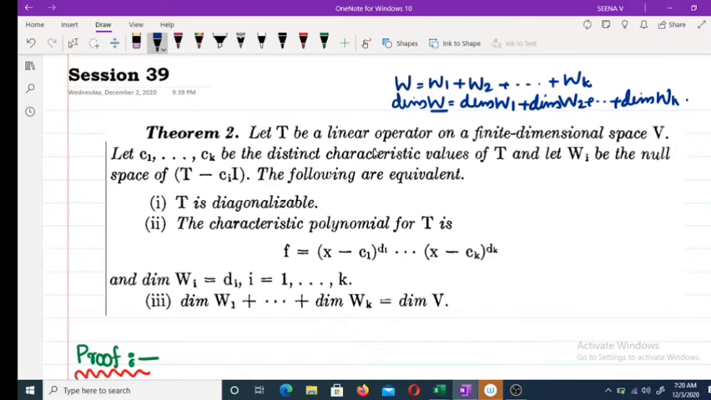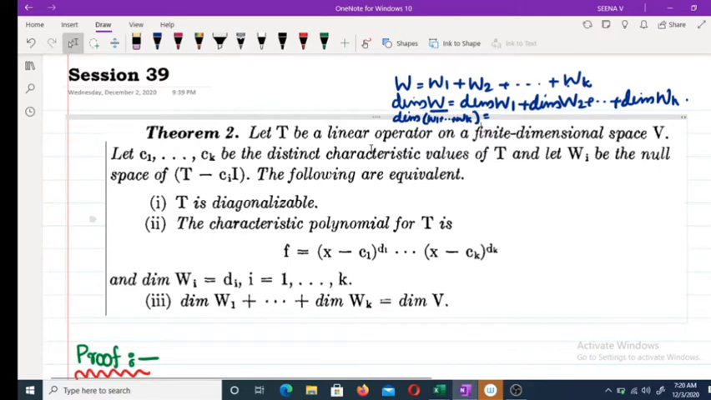Actually, W is W1 plus W2 plus etc. plus Wk. Therefore, this lemma says that the dimension of W1 plus etc. plus Wk is equal to the dimension of W1 plus the dimension of W2 plus etc. plus the dimension of Wk. Okay. Now, moving to our theorem.